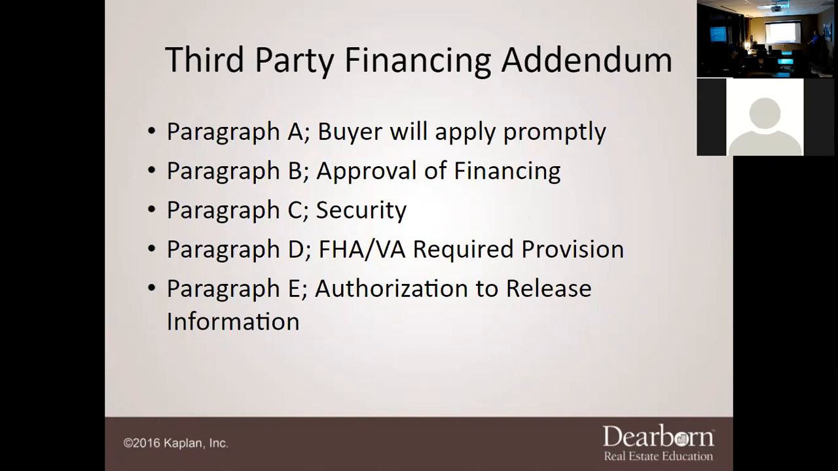They also, paragraph B, they have to approve for that financing. They have to get approved. C will deal with the security, and D is going to be any FHA, VA required provisions, and paragraph E is going to be the authorization to release information. So all of these, A through E, are all going to be found on this wonderful form.